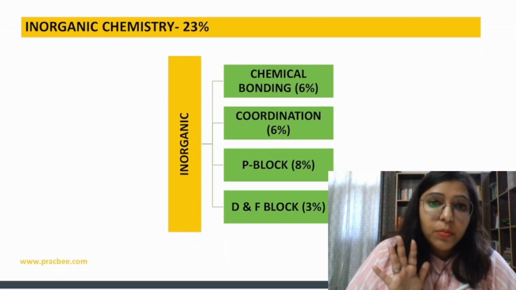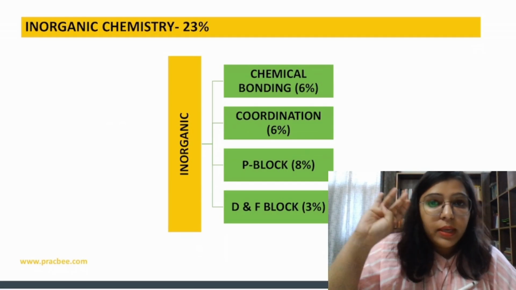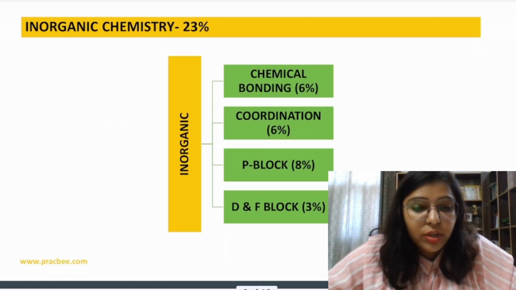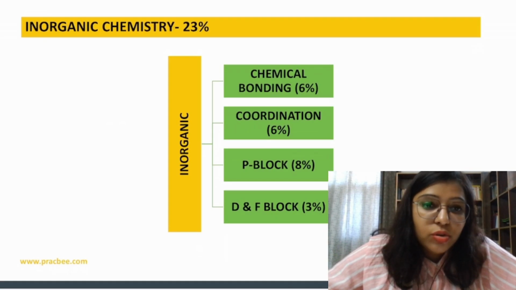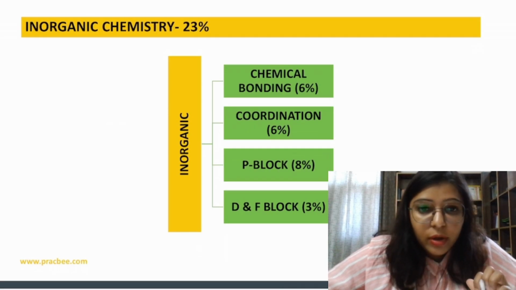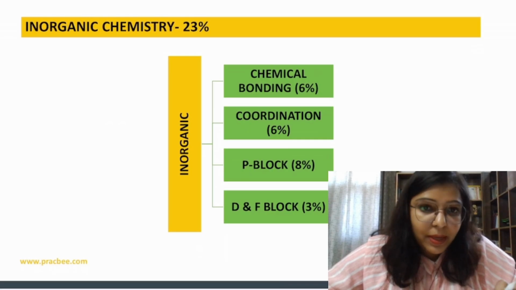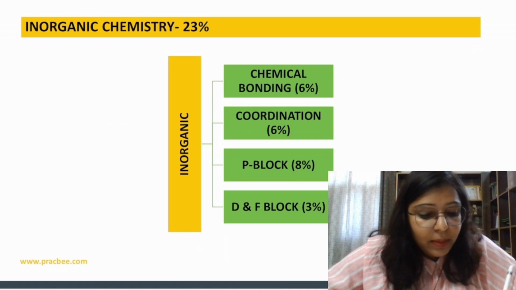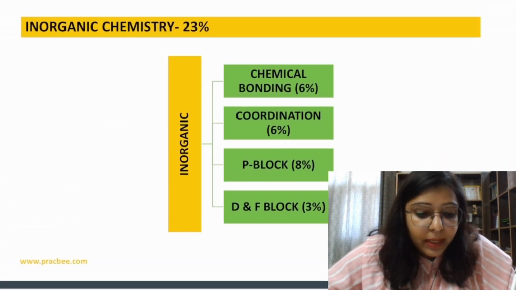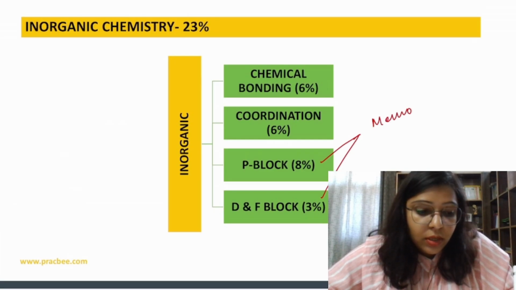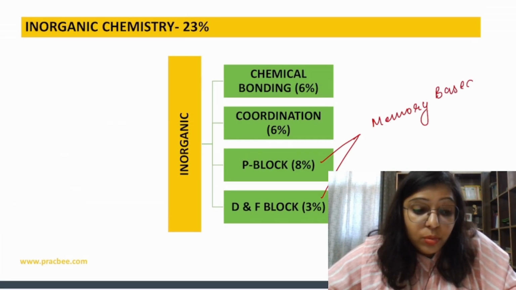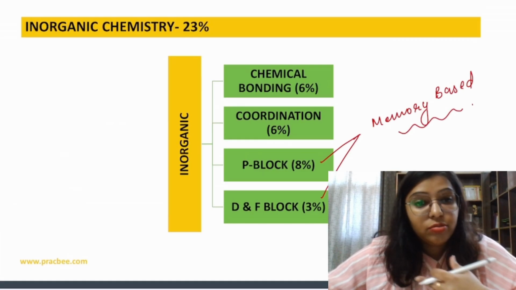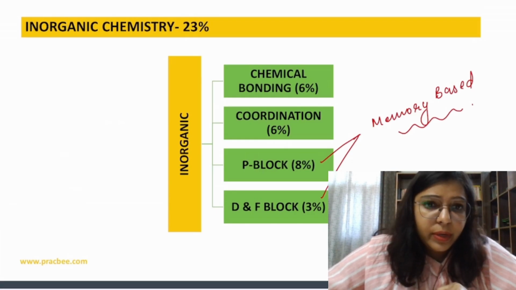Okay. Now, let's talk about inorganic chemistry. In inorganic chemistry, the most important chapters are 4: chemical bonding, coordination, P block and D and F block. Right. So in chemical bonding and coordination, you have many concepts which are based on your understanding. But P block and D and F block are somewhat memory based chapters. You have some concepts which you can apply or understand, but P block and D and F block are completely memory based, right? So you can do the questions of P block and D and F block in no time if you have the chemical reactions, chemical equations, in your mind.